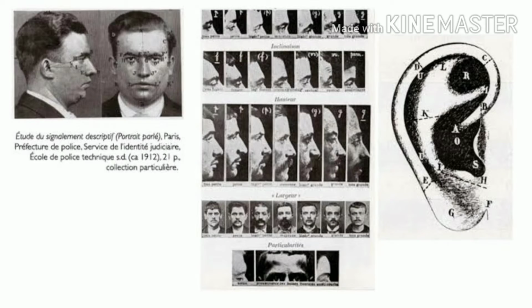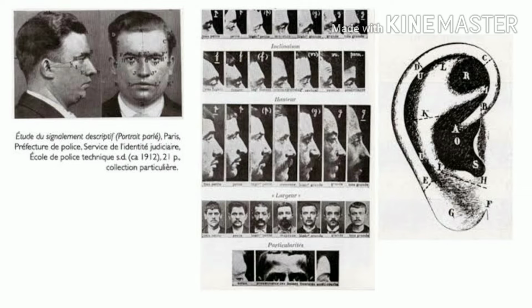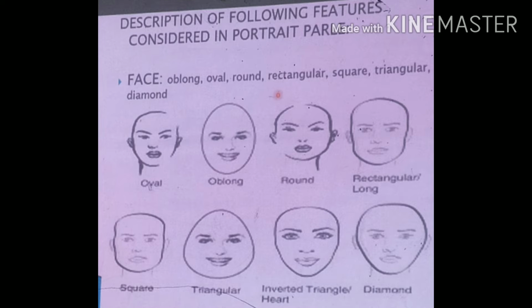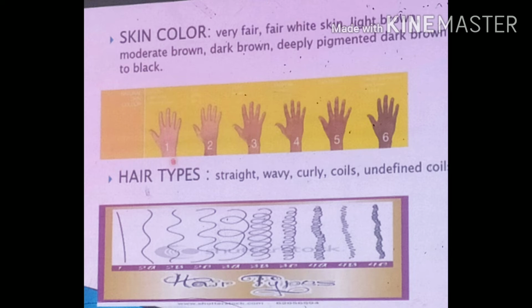The third method of identification is the portrait parlé. Portrait parlé is a French phrase meaning speaking likeness. It can be defined as a rigorous system for verbal description of physical characteristics of the subject. A distinctive description of every feature of the face and head is especially valuable for investigation, especially when a set of the suspect's fingerprints is not available in his file.